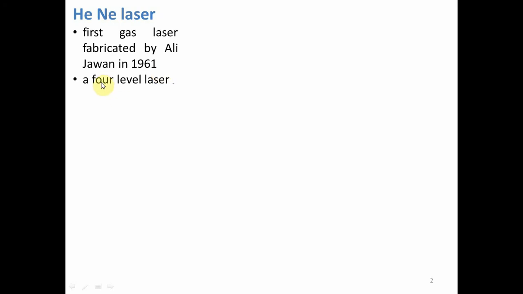It is a 4-level laser. 4-level means there are 4 energy levels. First one, ground state. Second, excited state. Third, higher energy level. And fourth, lower energy level. The 3 energy transitions are taking place between 4 energy levels.